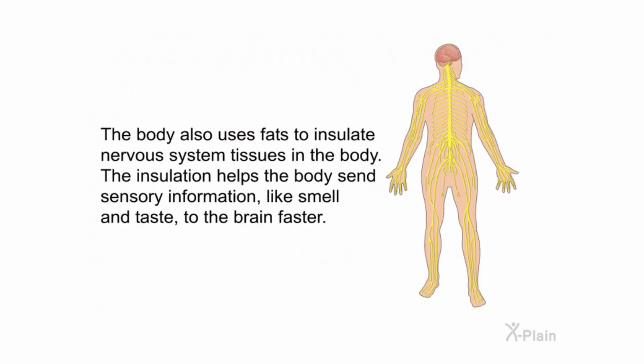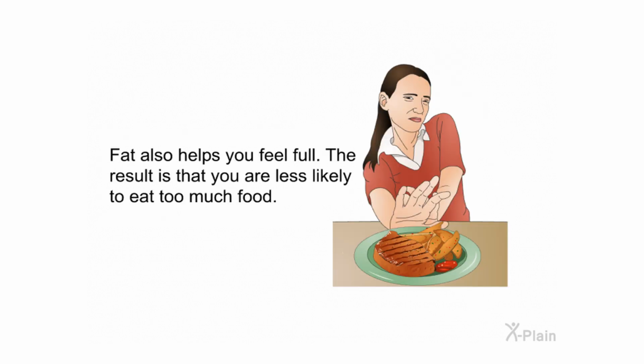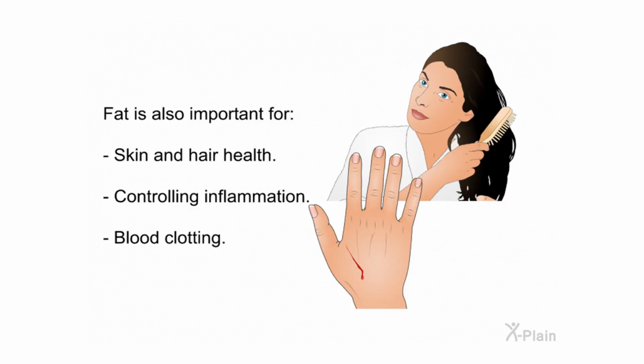The body also uses fats to insulate nervous system tissues in the body. The insulation helps the body send sensory information, like smell and taste, to the brain faster. Fat also helps you feel full. The result is that you are less likely to eat too much food. Fat is also important for skin and hair health, controlling inflammation, and blood clotting.